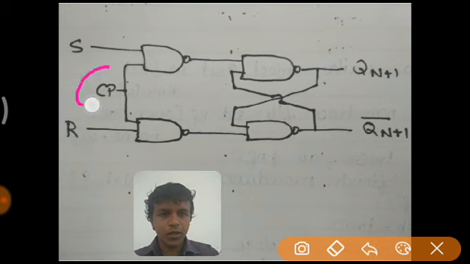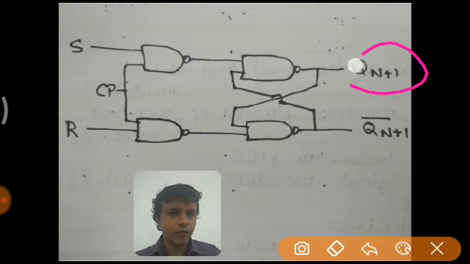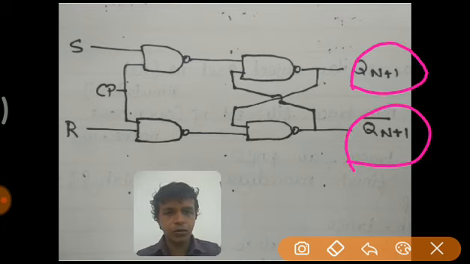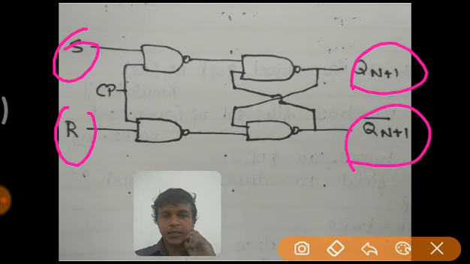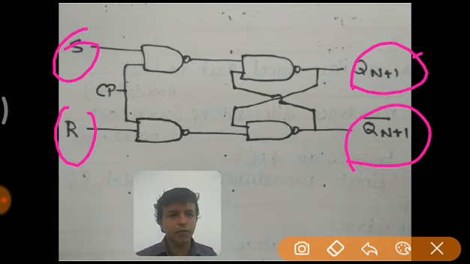But here I am using a clock pulse. So this is the circuit for the SR flip-flop. Here Q of n plus 1 is produced, along with Q of n plus 1 bar, the complement of Q of n plus 1. Set and reset are the two inputs. Depending upon the previous value of Q of n, the SR flip-flop produces the current value Q of n plus 1.